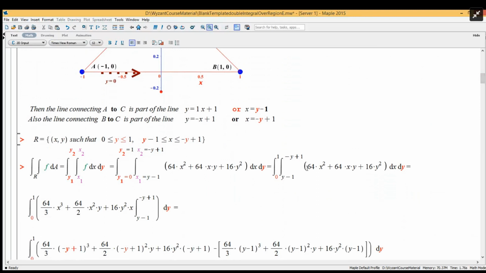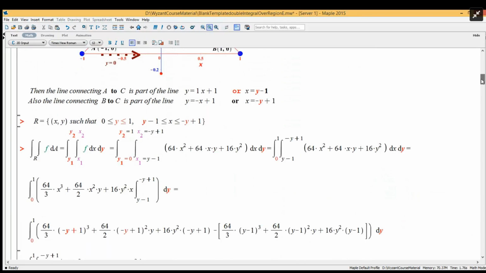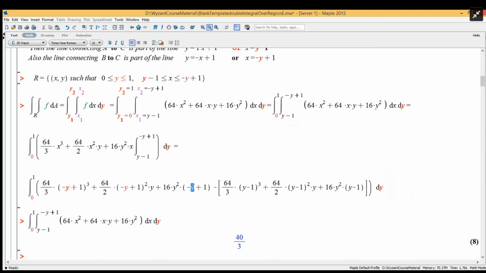Now, to kickstart it, if we're integrating this first term with respect to dx, other terms with y are treated as constants. So it's equal to 64 over 3 x cubed plus 64 over 2 x squared times y plus 16y squared x, and we evaluate that at the upper limit, x equals minus y plus 1, and then minus the evaluation at the lower limit, which is y minus 1.